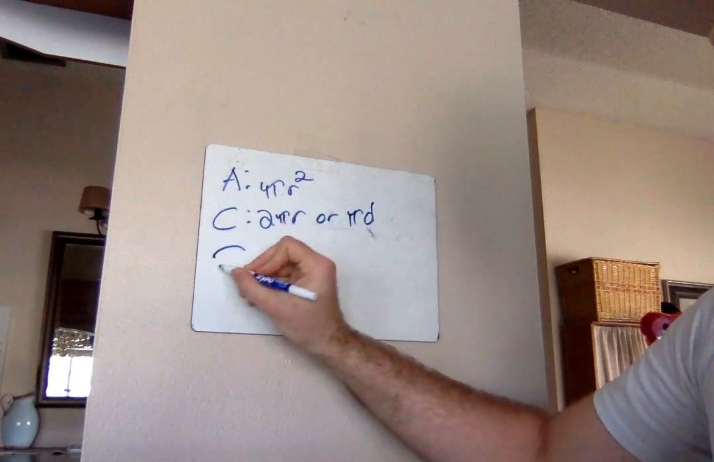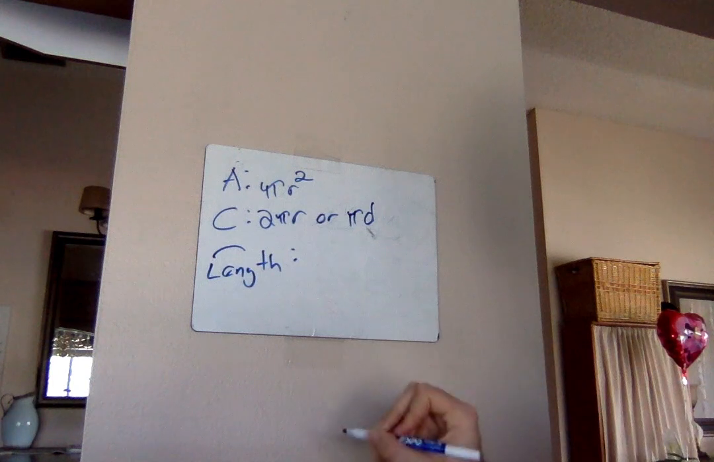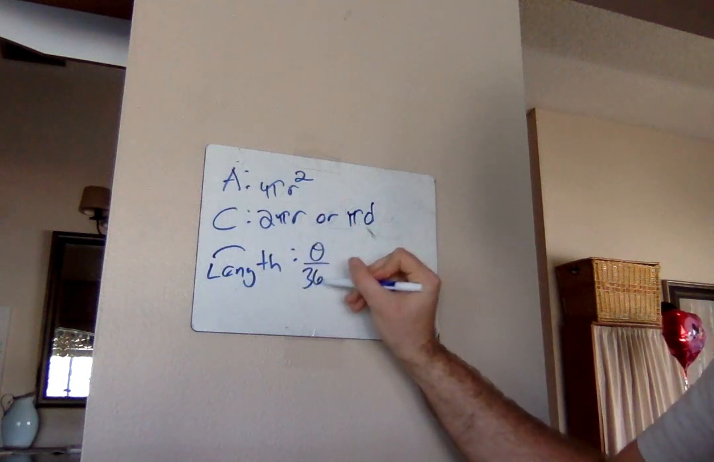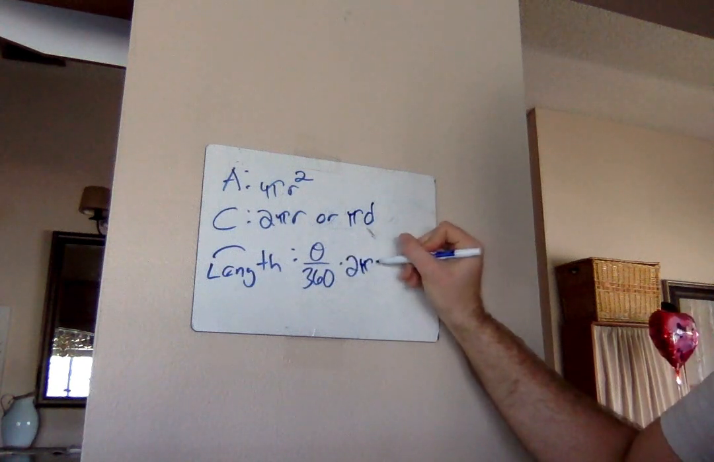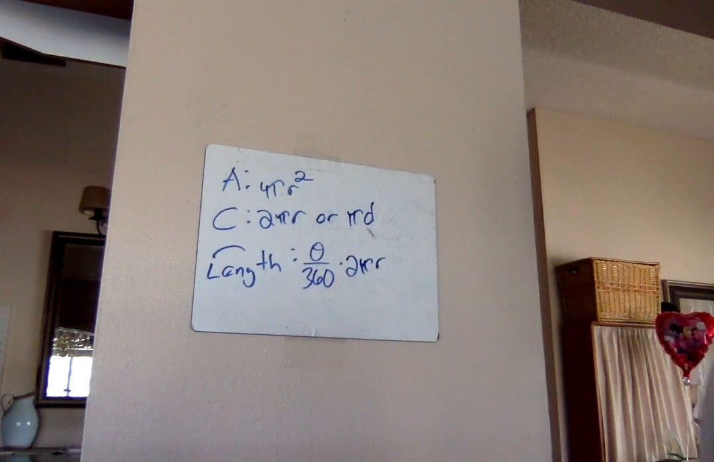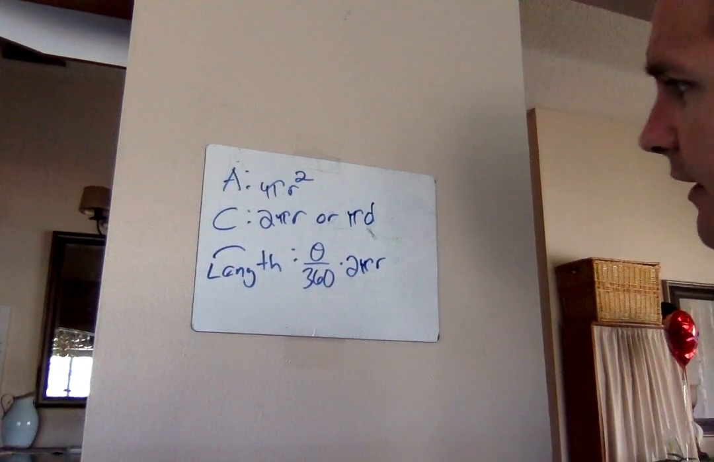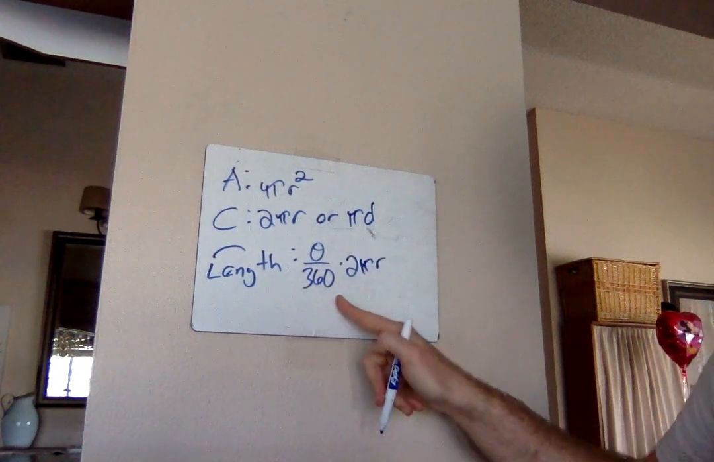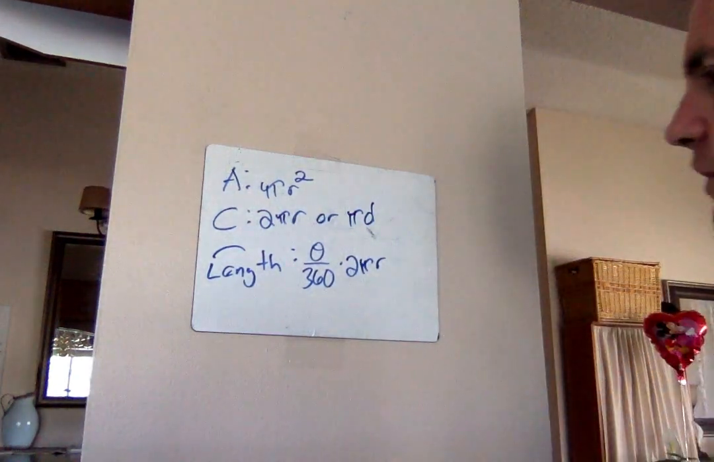Now, for arc length, I'm going to write something really funky and complicated up here. Don't worry about it too much. We're going to talk about what that means later, all right? But for those of you who can already see this, the arc length is simply the fraction of a circle, so the central angle divided by 360 times the circumference. So it's just the piece of the circumference.